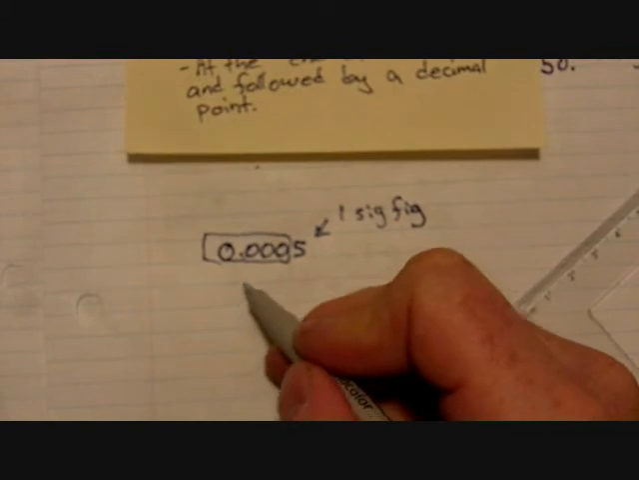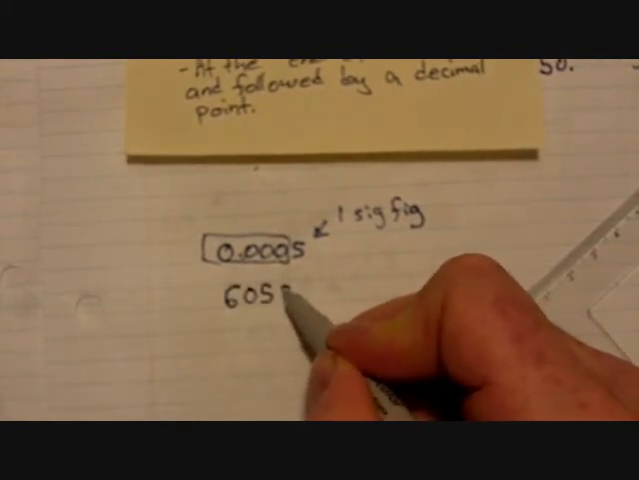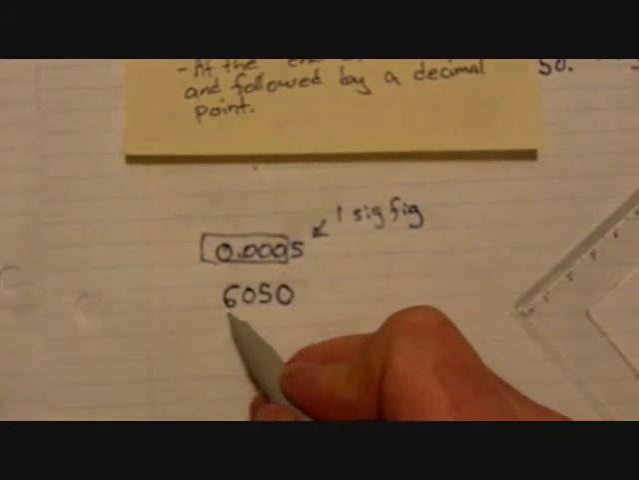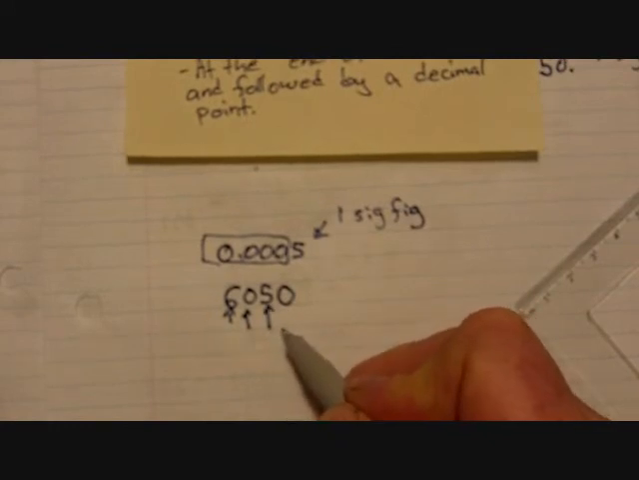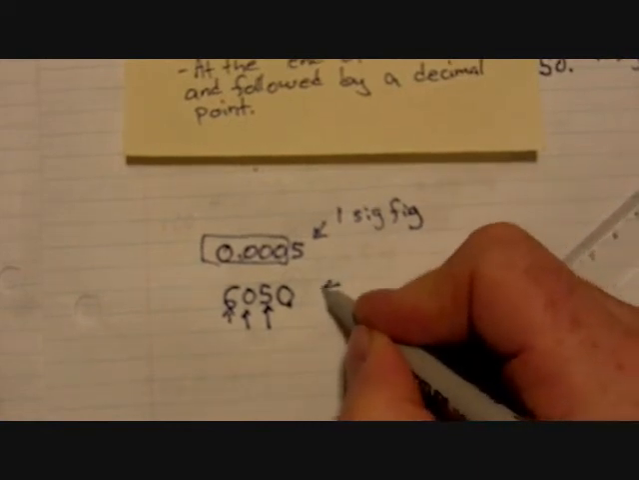And they're also not significant when they're at the end of a number and there's no decimal place. For example, 6,050. We're sure about the 6, we're sure about the 0, we're sure about the 5. Oh, I'm sorry, we're guessing the 5, and the 0 is just there as a placeholder. So this has 3 sig figs.